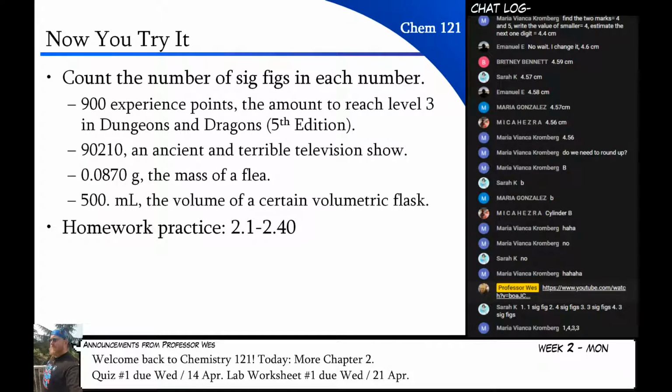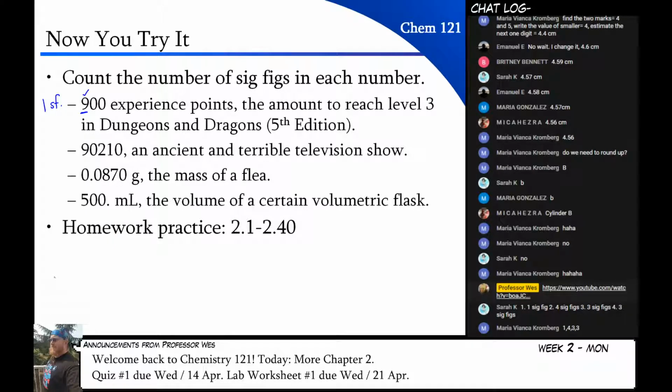Alright, so what do we got here? So I got the number 900. Oh, I need a color that we can see. Let's do blue. Alright. I have the number 900 here. I've got a digit, so this counts. But these other zeros are placeholders, so there is only one sig fig. Because if I were to scribble these out, the value of it changes. 9 and 900 are not the same number.